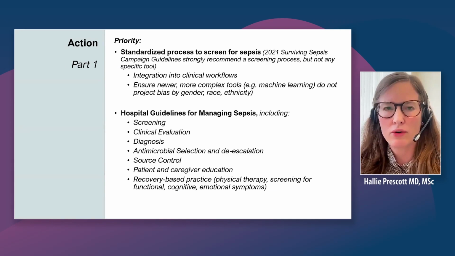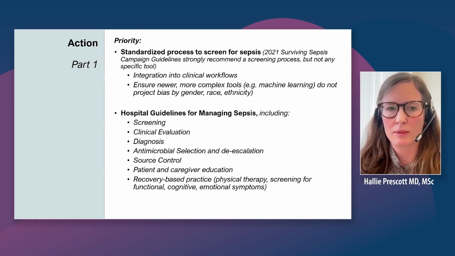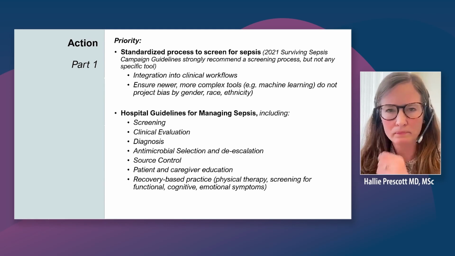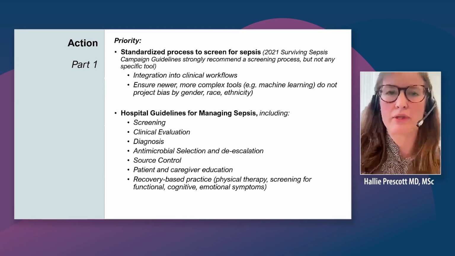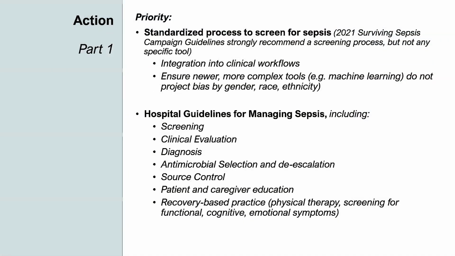So I'm now going to go into some more detail about the action core element. For each of our core elements, we provide examples that are priority examples, sort of what we think are the more important examples of things that hospitals can do to meet this core element, as well as additional examples. So priority examples for action include having a standardized process to screen for sepsis.